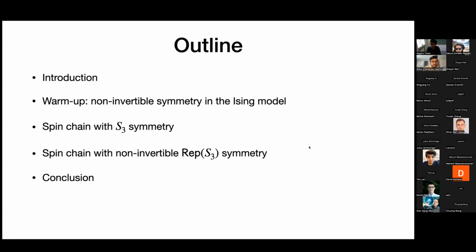I hope people can see my cursor. In these two sections here, I'll build towards constructing a spin chain type model for Rep S3 symmetry. And to get there, we'll first construct a spin chain with S3 symmetry and then do some manipulation to that to get to there. Great.